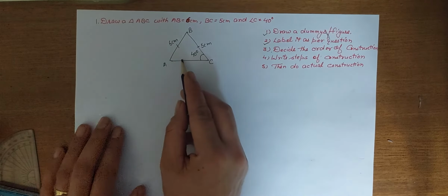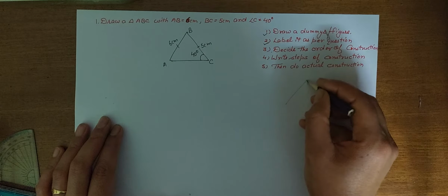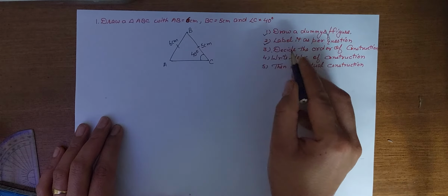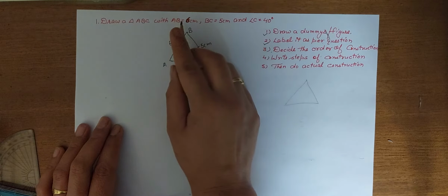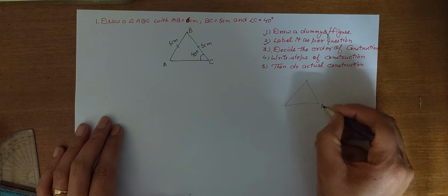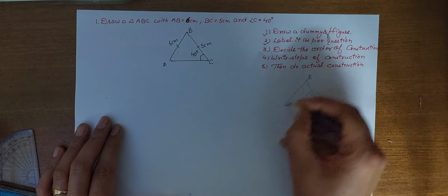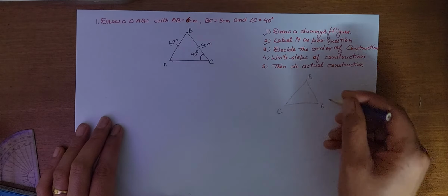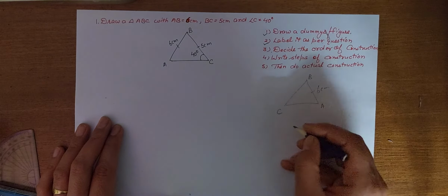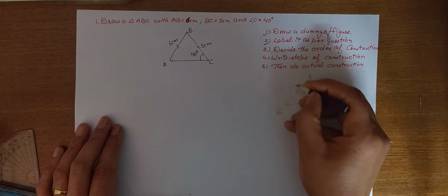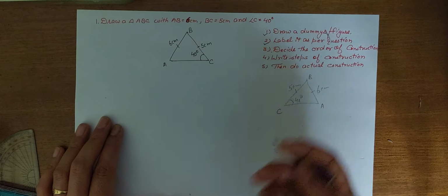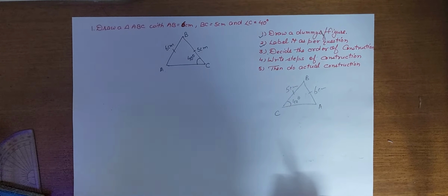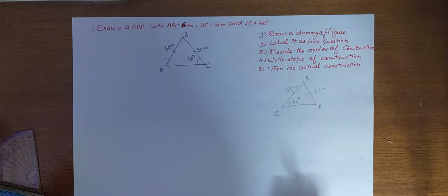Okay, so I've drawn it. How did I draw it? I just drew a dummy triangle and then labeled it ABC, and then I also labeled the measures. You may label it like this also, A, B, C. Then you have to label the sides as per the question. So AB is 6 centimeter, BC is 5 centimeter, and angle C is 40 degree. Means dummy can be of any type. So simply just draw a triangle and then label it.